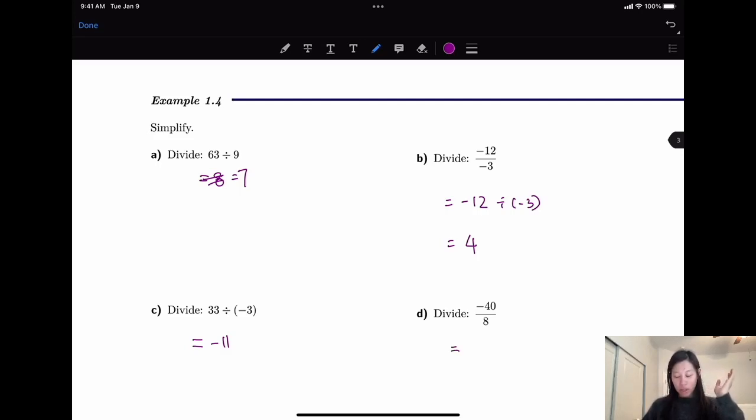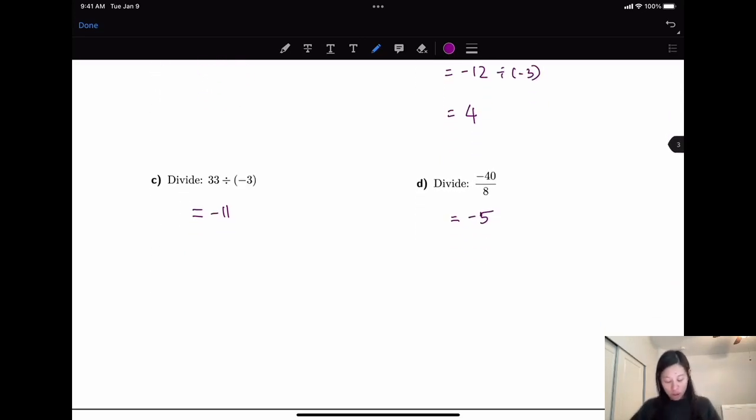Okay, so this one is negative 40 divided by 8. One positive number, one negative number. The signs are different, so that means you're going to get a negative solution. 40 divided by 8, we have 5. So your answer is negative 5.